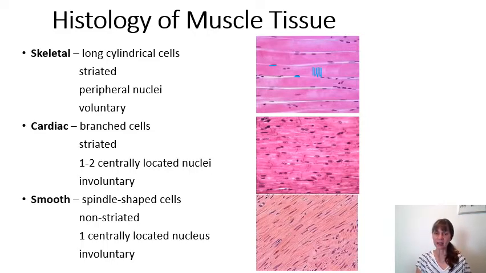In looking at cardiac muscle tissue, we also see striations running perpendicular to the length of cardiac muscle cells, which tend to branch out. Cardiac muscle tissue has 1 to 2 centrally located nuclei and is referred to as being involuntary, which is a good thing. We don't have to think about our heart beating.